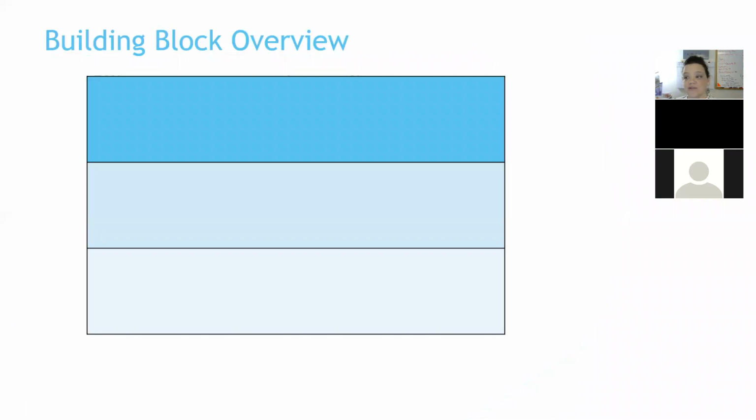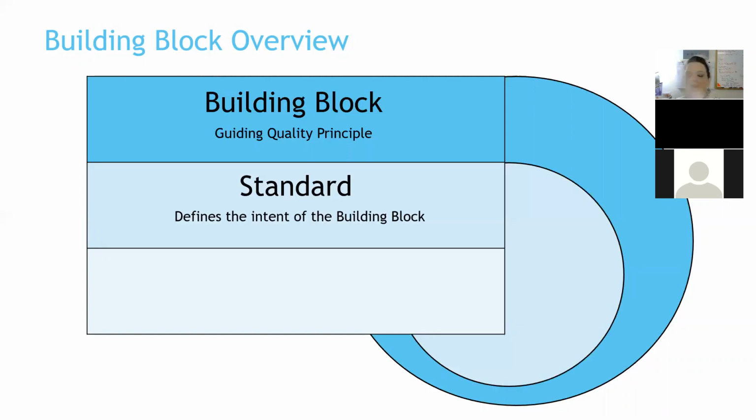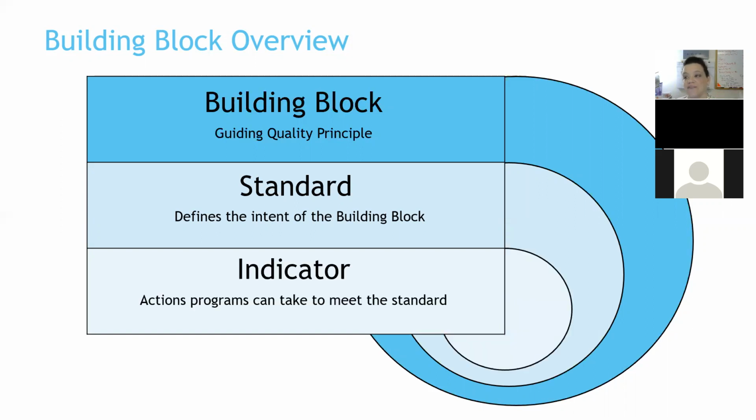And so the building blocks work, in case you haven't looked at them or can't remember from the last couple of months: the building block is your guiding principle. That's the big definition standard. Under the quality principle, there's the standard, which defines the intent of the block. And then we have the indicators, the individual actions that programs take to meet the standard. So today our building block is supportive relationships and environments. We'll read the standard and then we'll go over the indicators.